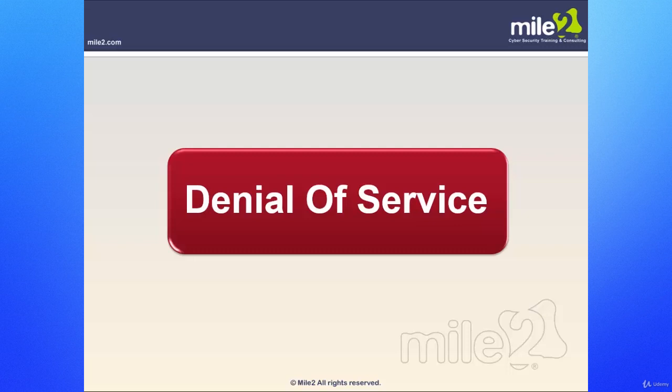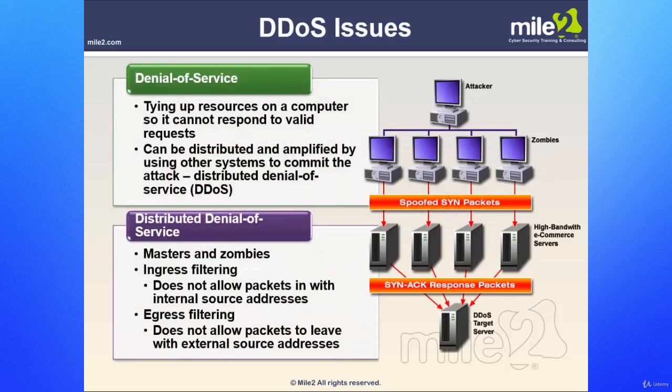So here, obviously, when we look at denial of service, right, it's basically trying to use up resources on the computer so it cannot respond to valid requests, such as if you're logging on to a domain controller, something to that effect. Right? It can also be distributed and amplified by using other systems to commit the attack. And this would be called distributed denial of service. The distributed denial of service generally has what's called the master and zombies. Also, anytime we hear the term botnets, things like that come into play.